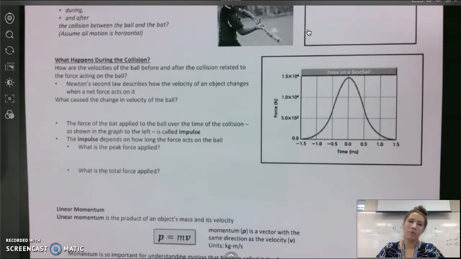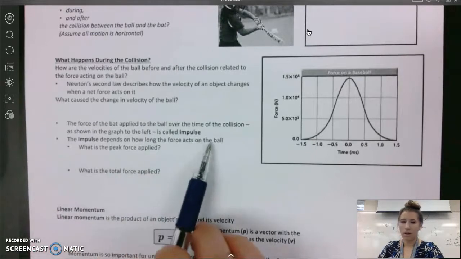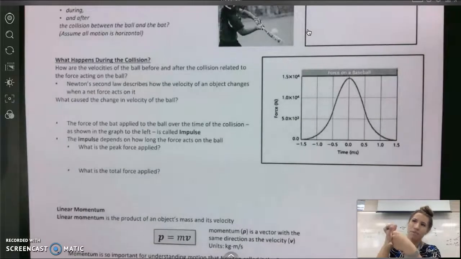And now there's another way to describe this, and it's impulse. Okay, so let's look at this really quick. The impulse depends on how long the force acts on the ball. So it's not just the force, it's the amount of time that force was applied. Okay. So let me think of an example of this. If we have boxers, if someone hits something with a lot of force, but just for a brief second, so the time is really small, then the impulse is small. But if we have that same force, but we apply it for longer, then the impulse is greater.